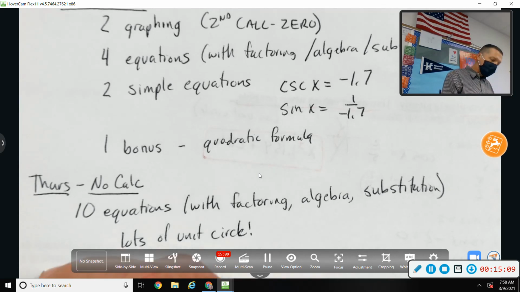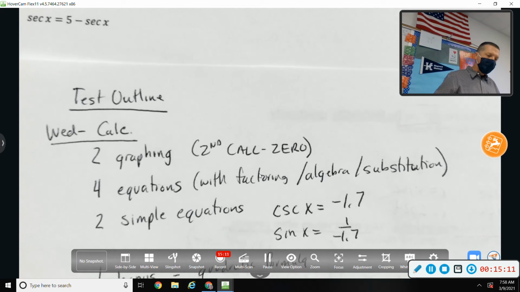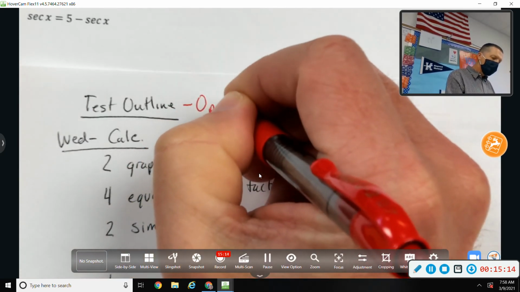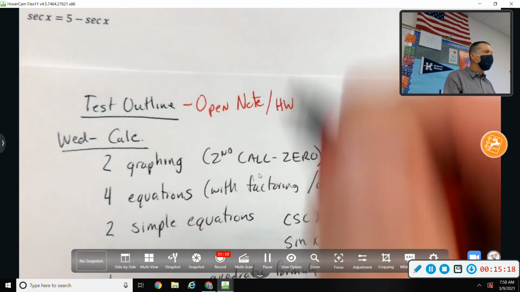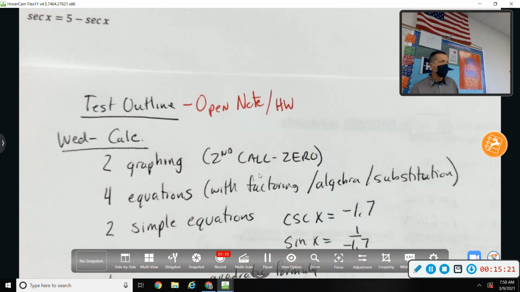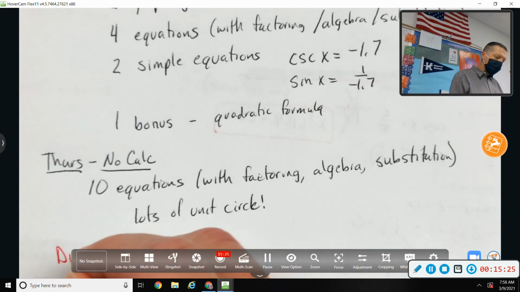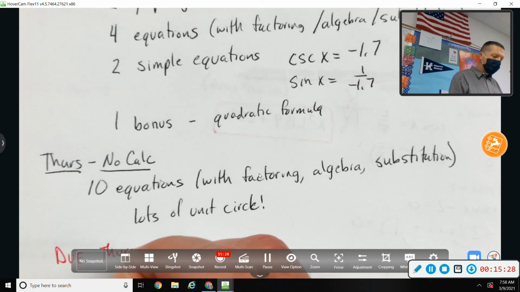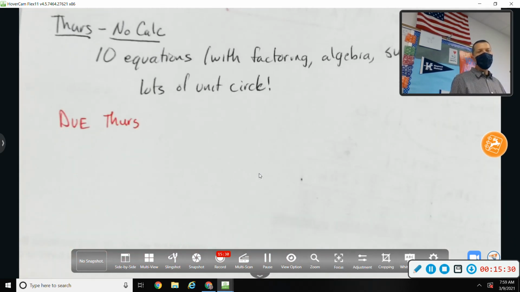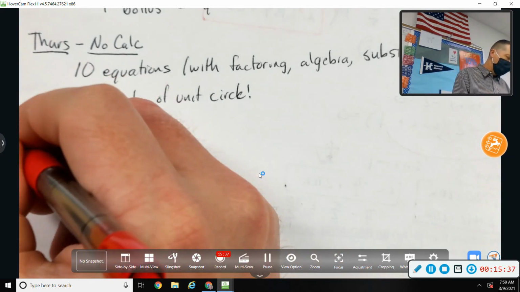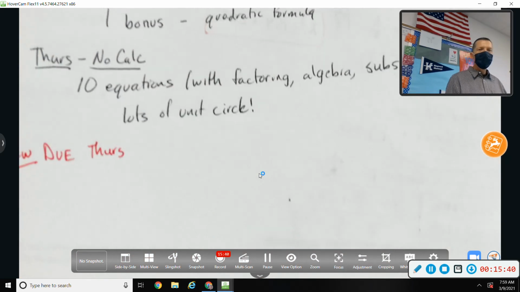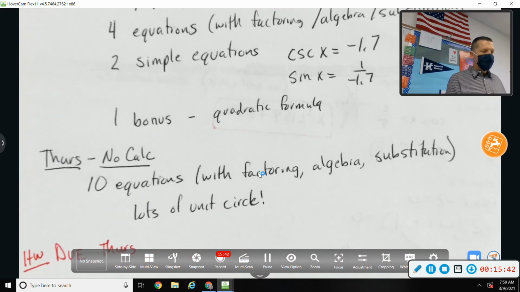Oh, and speaking of that, it is open note, or open homework. Whatever you've got, not whatever your neighbor has, right? And then, obviously, we'll have to make that stuff due on Thursday. Otherwise, it wouldn't be much of an open note if I took it up before the test. So the homework will be due Thursday. Good question. Anything else test related?